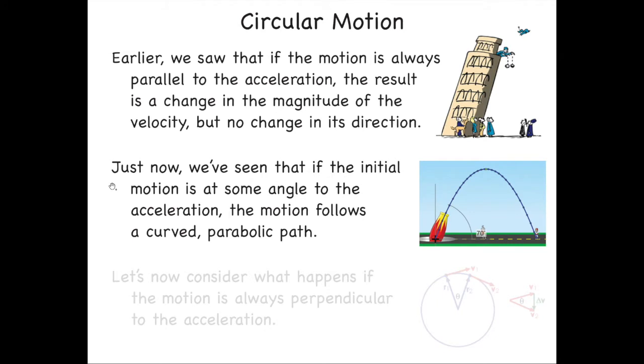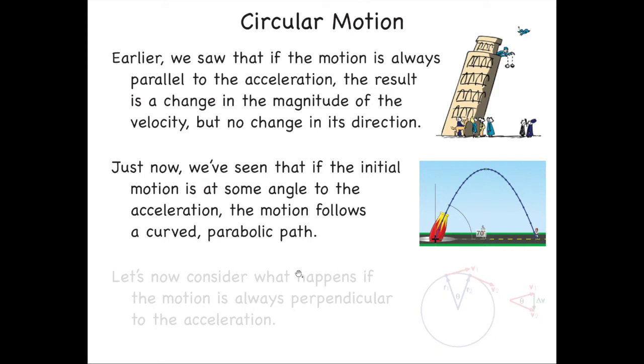And just now, in our study of 2D motion, and projectile motion in particular, we've seen that if we have the initial motion at some angle relative to the acceleration, then the motion is going to follow a parabolic path, a curved path. That's depicted in this picture here, where instead of shooting it straight up or straight down, we've launched it at, in this case, it looks like 20 degrees off of that vertical, and as a result, the motion is going to follow this parabolic, curved pathway.